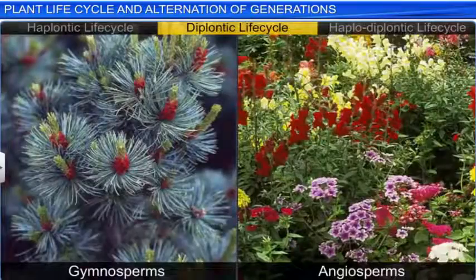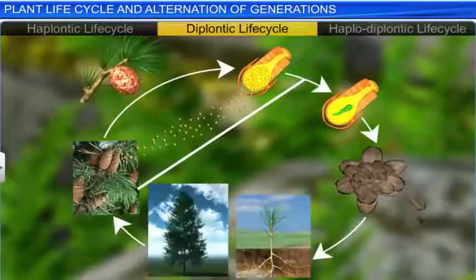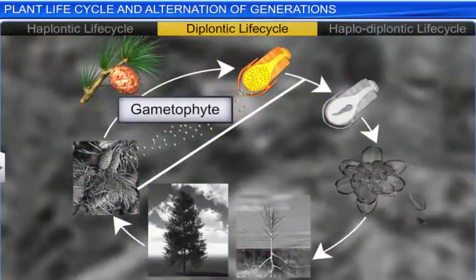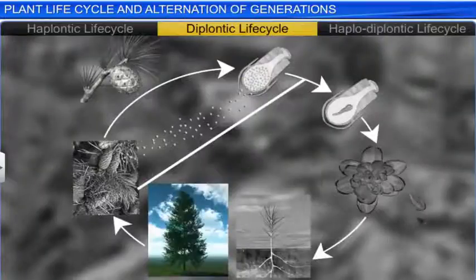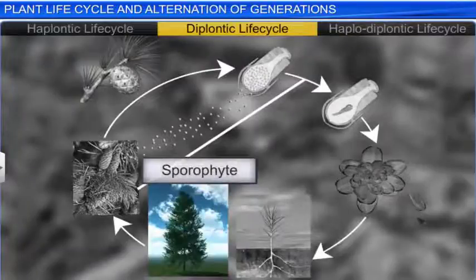In the diplontic life cycle, observed in gymnosperms and angiosperms, the gametophytic generation is represented by a single or a few-celled gametophyte. On the other hand, the dominant sporophytic generation is represented by a diploid, free-living and photosynthetic sporophyte.